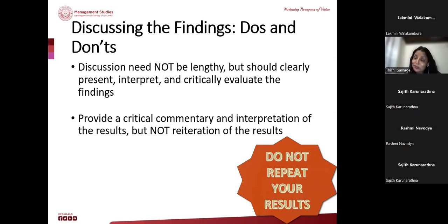So please do not repeat your results, because you have already generated your results. You have already reported them. So now it's your time to interpret your findings. You have to provide a critical commentary. That's very important. And let's see how we should do that and what the possible options are for us to provide a critical commentary when we are interpreting the findings.